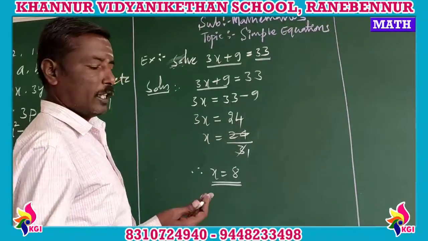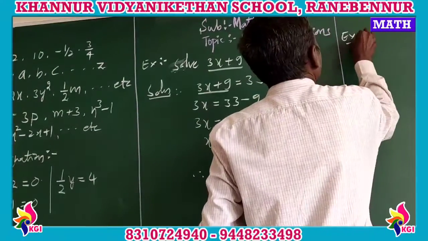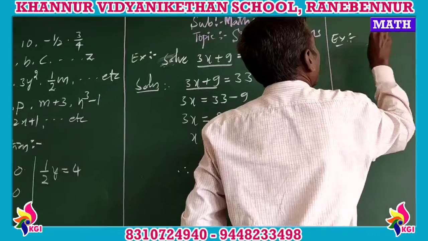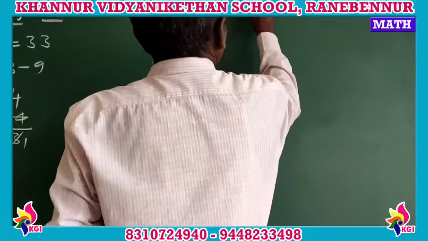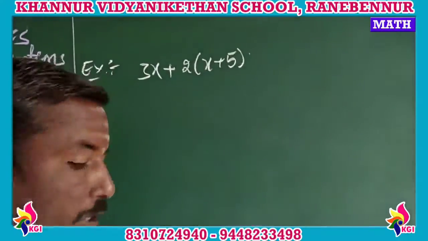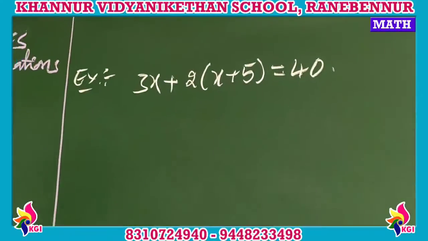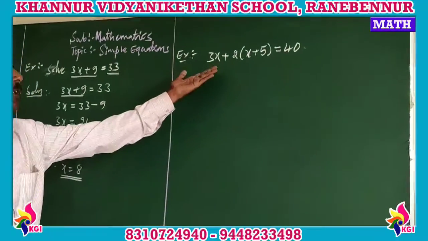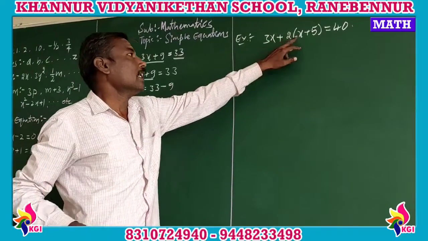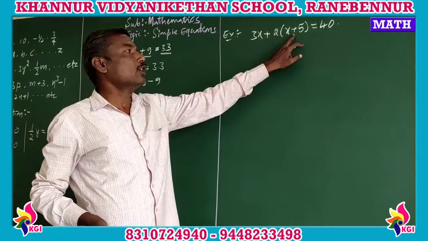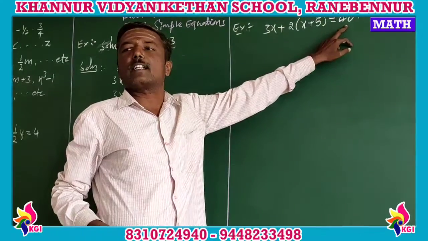So, another example, if we consider 3x plus 2 into x plus 5 is equal to 40. Yes, dear students, let us observe this given equation. Here one binomial and one monomial are there. Here the product of a constant into a binomial term is there on the LHS side. On the RHS side is the constant term, that is 40.